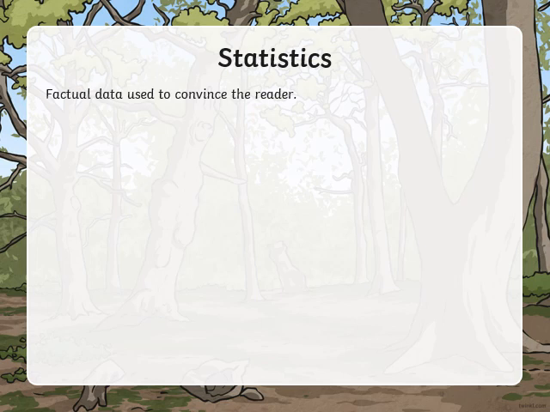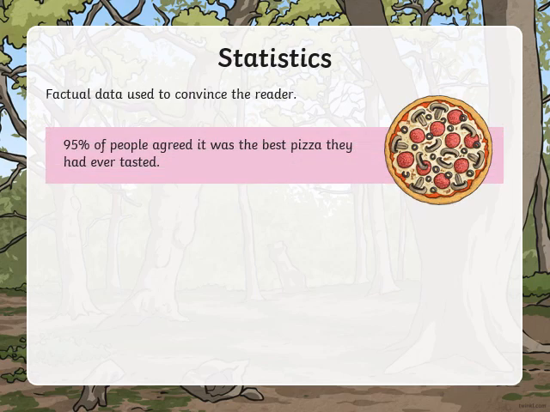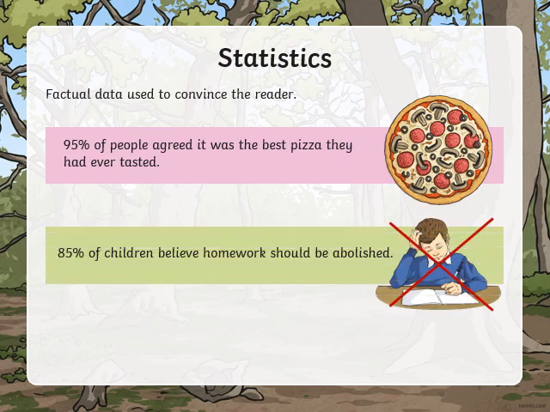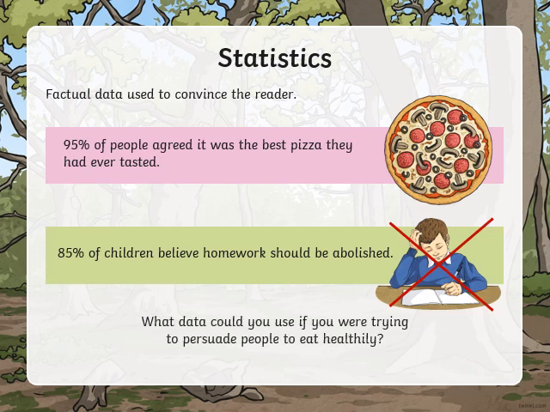After that we have statistics, factual data used to convince the reader. Like 95% of people agreed it was the best pizza they had ever tasted. 85% of children believe homework should be abolished.